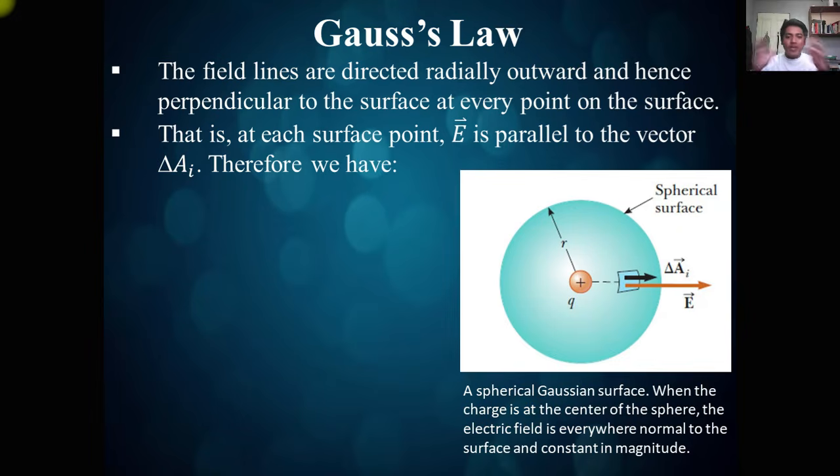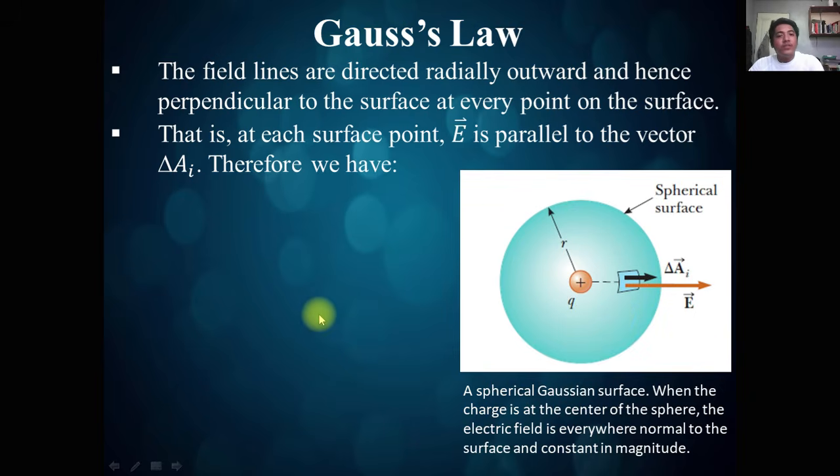So for example, we have this figure. The field lines, as I said a while ago, are directed radially outward because this is a positive charge, and hence perpendicular to the surface at every point on the surface. So the electric field produced by the single charge inside the spherical surface is always perpendicular to the surface at any point, and the normal vector dA is always parallel to the electric field, so that theta becomes zero.